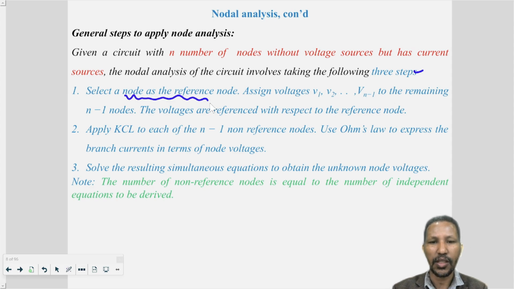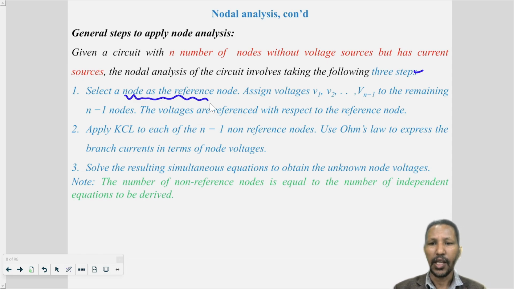We need to select from the given circuit one node to be considered as the reference node. Then we are going to remain with n-1 nodes. That means we are going to assign voltages for the n-1 nodes: V1, V2, up to Vn-1, because one node is considered as the reference node. For the remaining n-1 nodes, we assign the node voltages. The voltages are referenced with respect to the reference node, so the reference node is very important for considering the other node voltages.